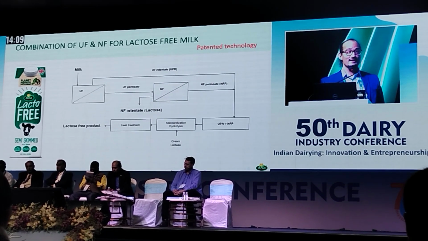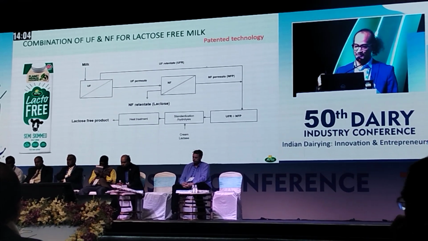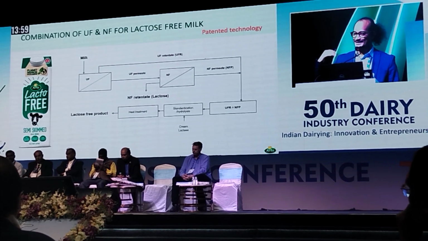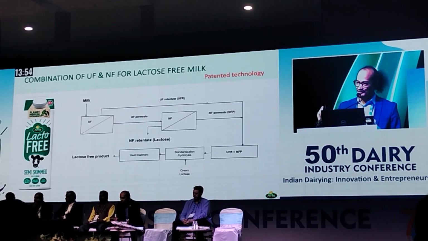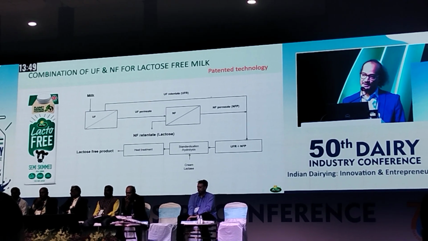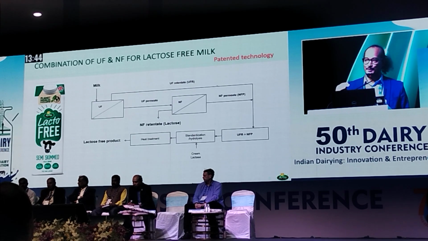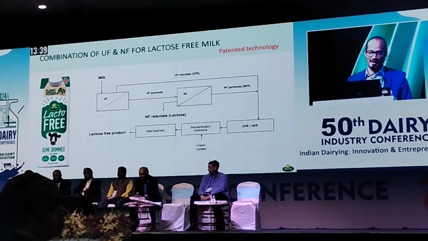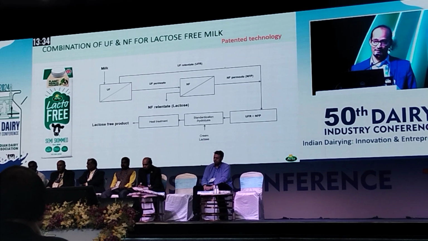If you look at the processing diagram, first of all, we do the ultrafiltration on the skim milk, for example, to separate the proteins and lactose. By implementing nanofiltration after the ultrafiltration, we are separating almost 50% of lactose. And then we mix all the other parts of the milk and we hydrolyze the remaining part of the lactose in the milk.